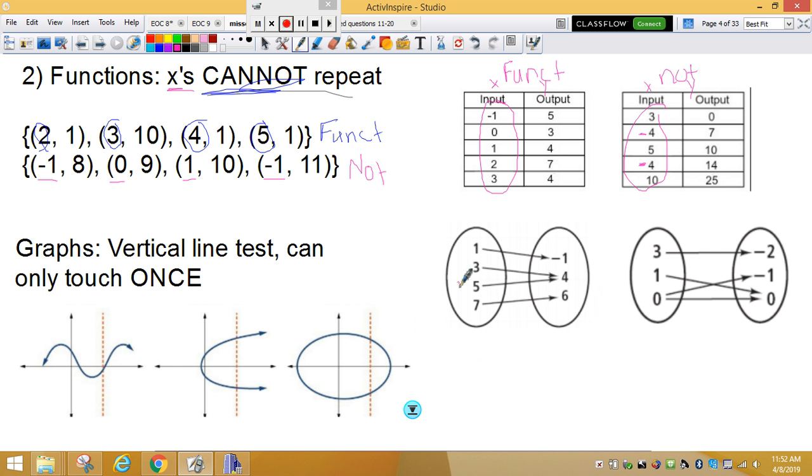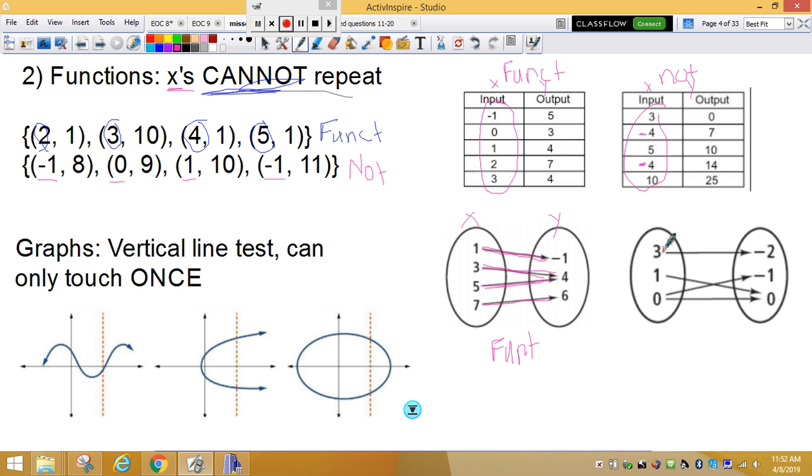Okay, mappings. Mappings mean, again, they always go x's and y's. So each number over here can only have one line. So this has one line, this has one line, this has one line, this has one line. So this one is a function. We don't care about the y's. We don't care about where the lines go to. All we care about is that each number just has one line coming out of it.